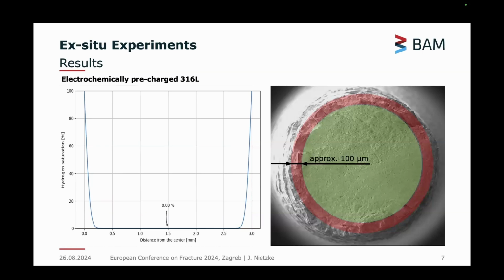And this, of course, explains the difference to the gaseous precharging, where the hydrogen is spread all over the material. But of course, the local hydrogen concentration on the outer surface is much lower.